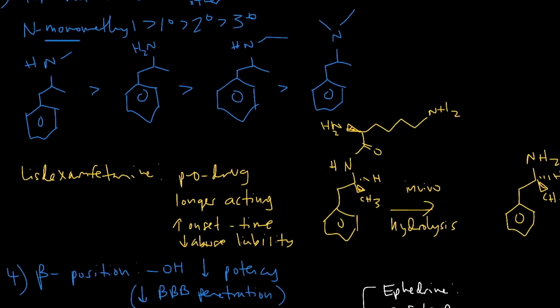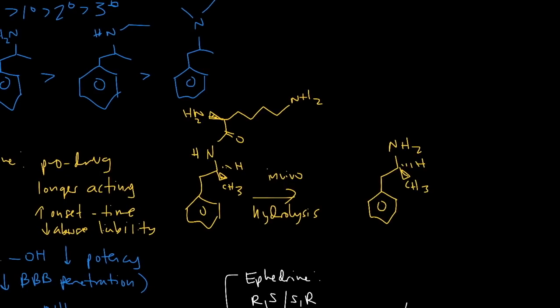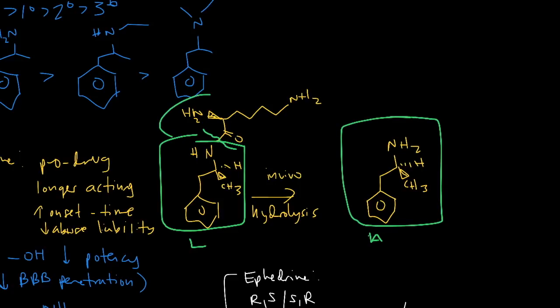An example of a terminal amine is lisdexamfetamine, which is a prodrug. It's longer acting than amphetamine, it has a greater onset time, and has less abuse liability. If you remember your LCAPs from Psych Exam 1, they are prodrugs that are hydrolyzed to produce the active compound, so they are longer acting. In the same way, lisdexamfetamine has to go through hydrolysis to produce amphetamine, the active compound. So here's lisdexamfetamine, here's amphetamine. You hydrolyze it at this bond to give you amphetamine. It's the same one. All you're doing is hydrolyzing this part. You get a longer acting compound with a greater onset time.